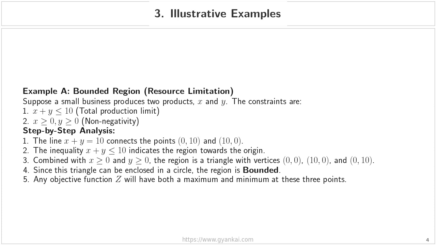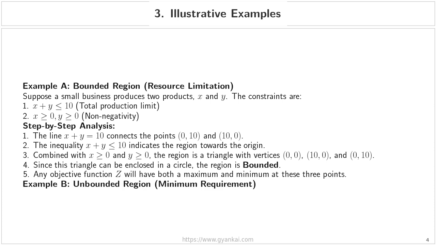As we discussed in the previous slide, because this triangle is a closed polygon that can be completely enclosed within a circle, we classify this as a bounded region. The most important takeaway here is that for any objective function, z, there is a guarantee that both a maximum and a minimum value exist, and you will find them at one of these 3 vertices.